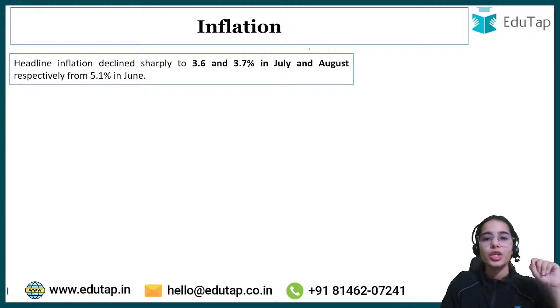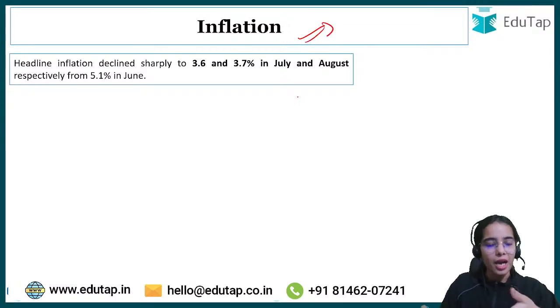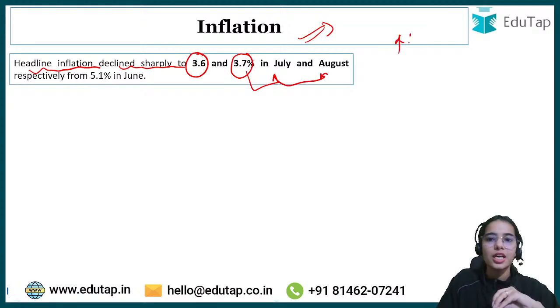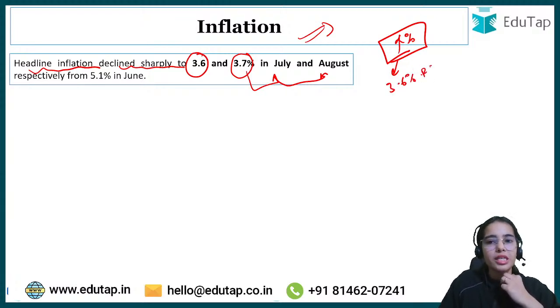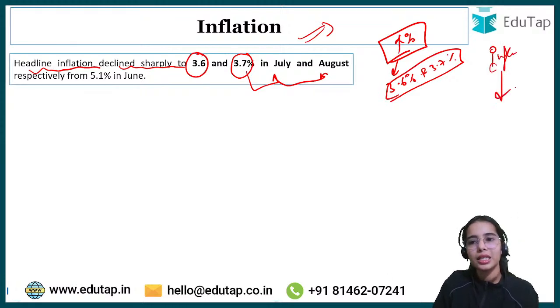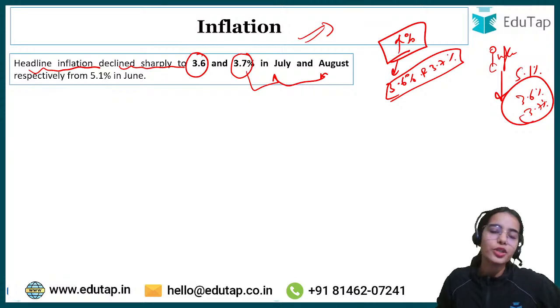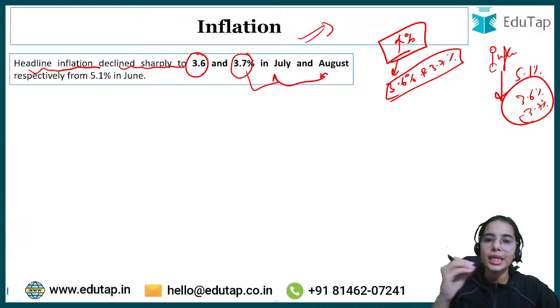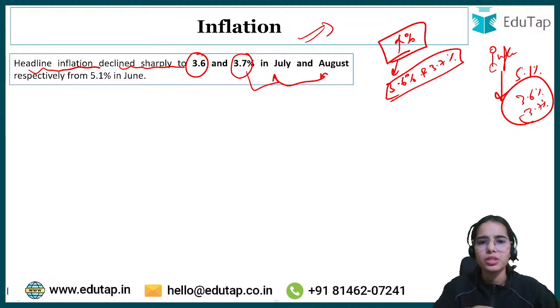Now coming to inflation. Seeing this, you will be quite surprised and happy that the headline inflation, the retail inflation, declined sharply to 3.6% and 3.7% in July and August. That means we have come very near to 4%, and the inflation is even going below the 4% mark. So that is a good disinflation that we have seen. The inflation rate has decreased from 5.1% to 3.6% to 3.7%, and we have come very near to the 4% mark. So that is very, very good for our economy, that we are able to control the inflation. Okay, we are able to control the price increases. Prices are increasing, but at a healthy level of 3 to 4%.